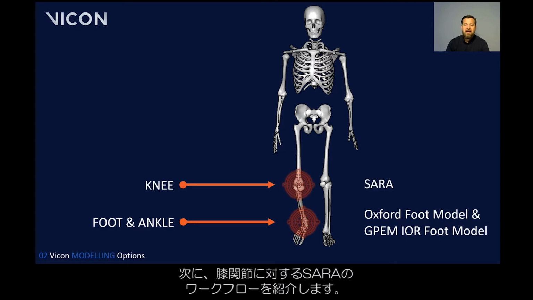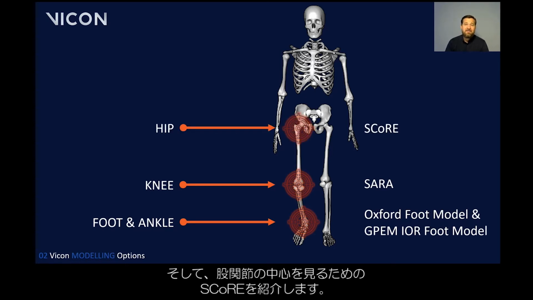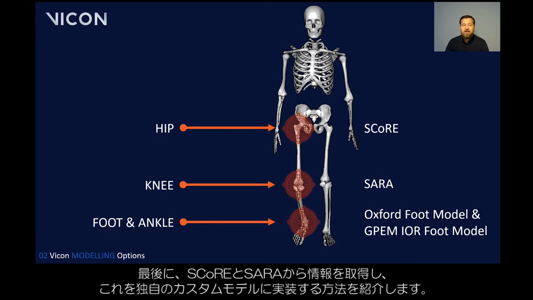Then we will be looking at the knee joint, and there I'm going to show you the workflow for SARA. And then finally, we're going to be looking at the hip joint center, and for that, we're going to look at SCoRE. And then right at the end, I'm going to take the information from SCoRE and SARA and show you how you can implement this into your own custom model.